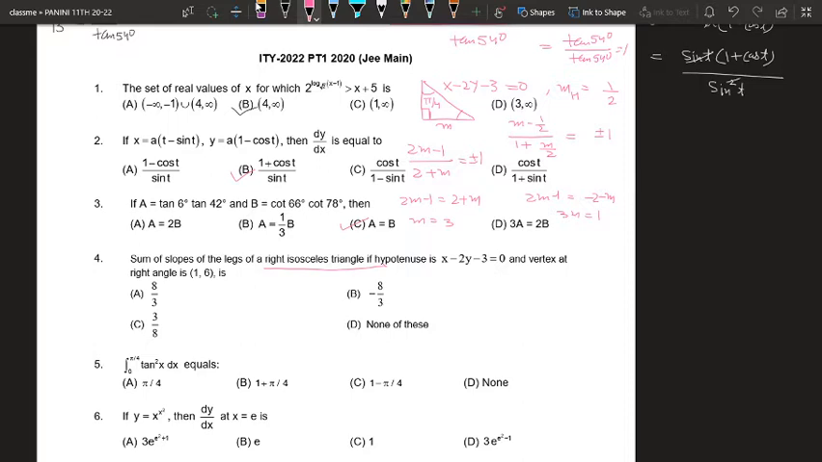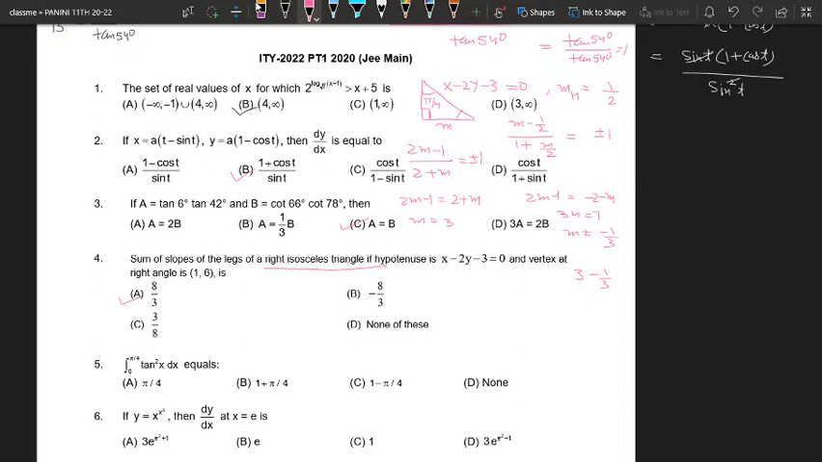3m is equal to minus 1, m is equal to minus 1 by 3. Now sum is 3 minus (minus 1 by 3), that is 8 by 3.